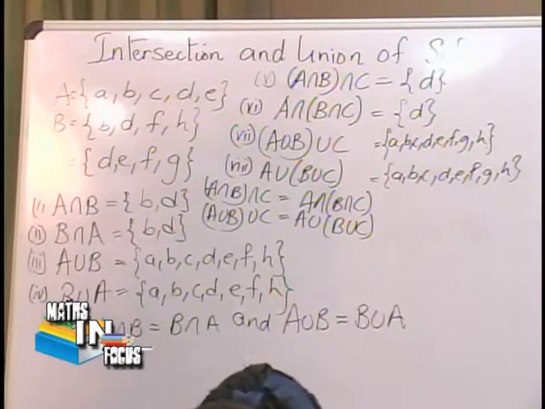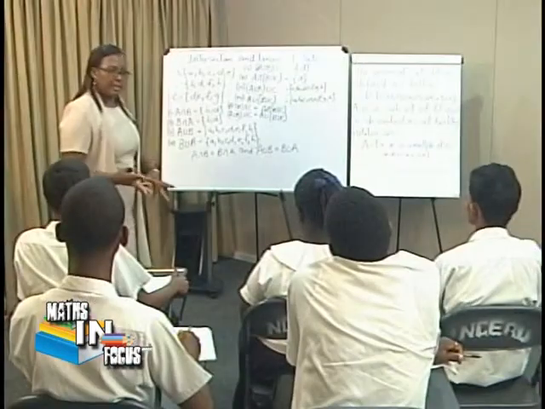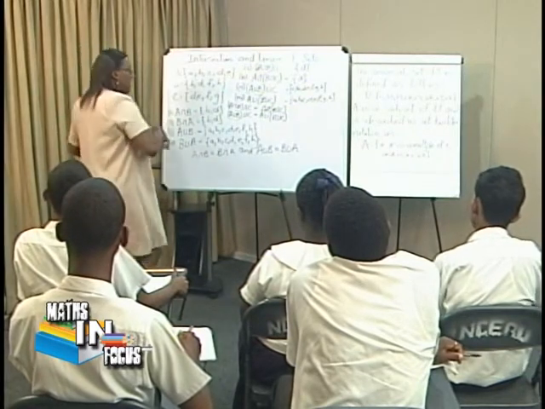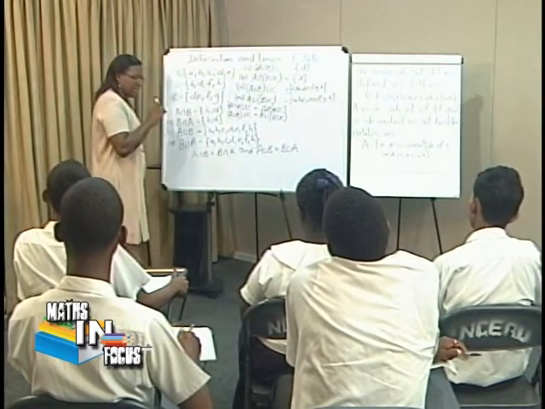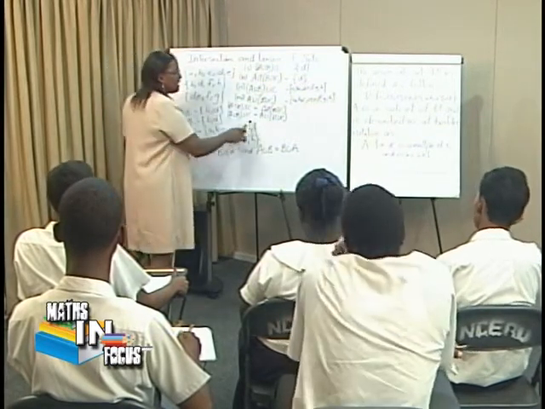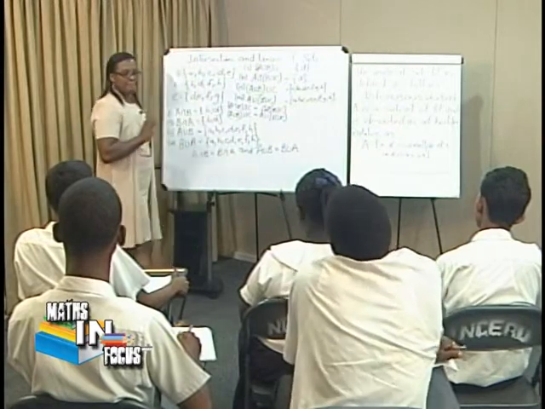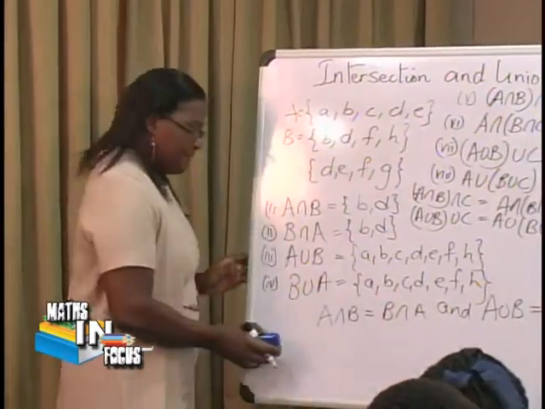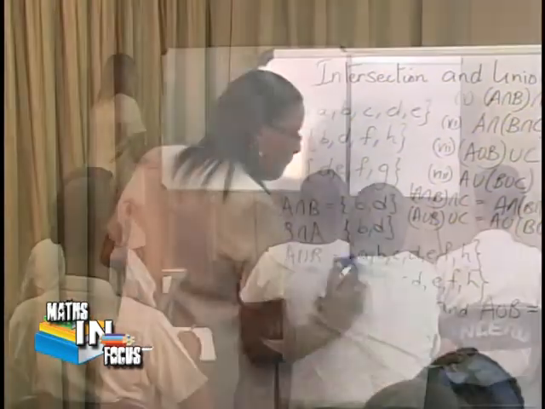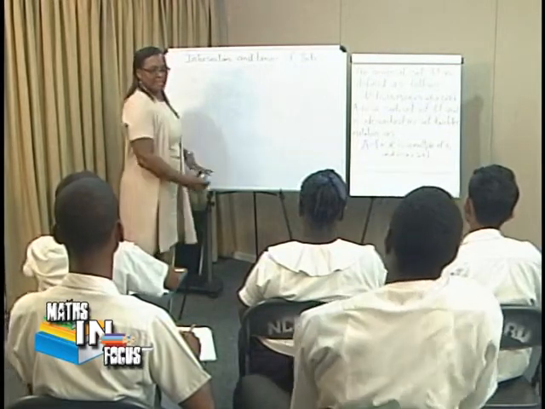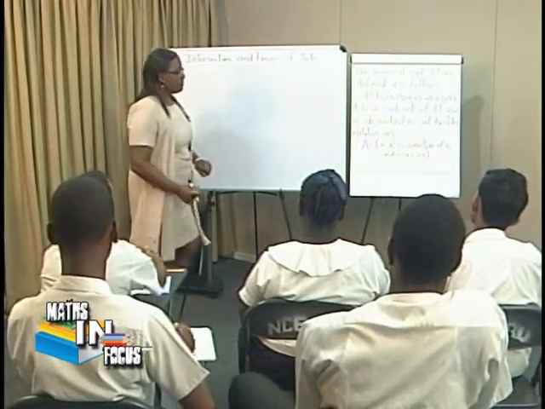So the first thing we found is that intersection and union of sets can be represented using set builder notation. Another thing we discovered is that intersection and union of sets obey both the commutative and the associative laws. Good. So I have a question here where I want us to apply what we just learned.